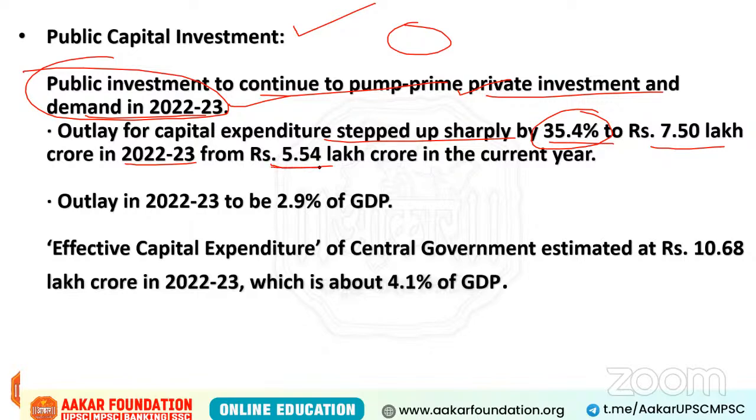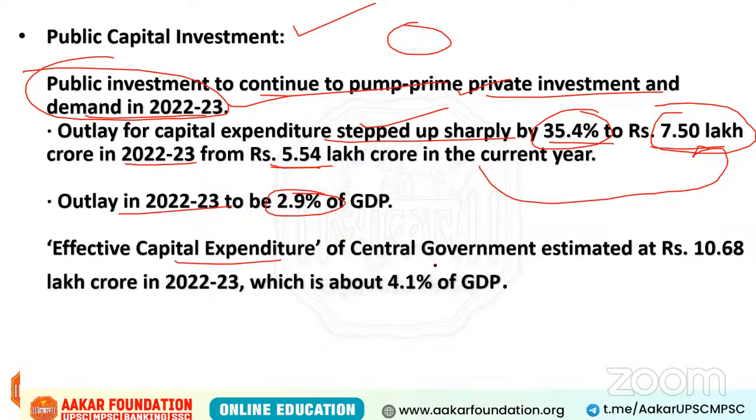5.54 lakh crore से अभी बढ़कर कितना किया गया है कैपिटल एक्सपेंडिचर? 7.5 lakh crore, which is very important. Outlay in 2022-23 to be 2.9% of GDP. Effective capital expenditure of the central government estimated at 10.68 lakh crore.